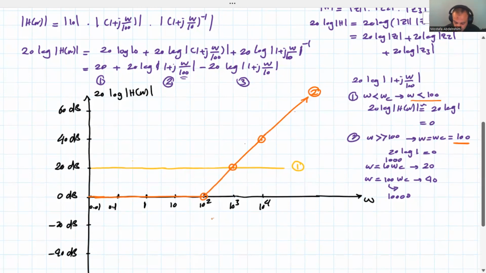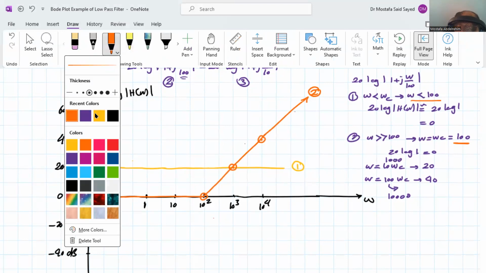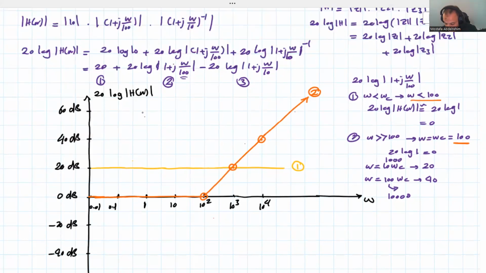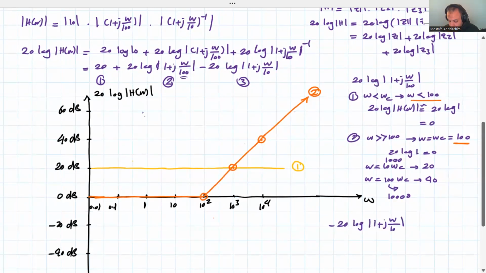Function number 2 is done. Number 3 now. Let's go back to our function. For number 3, we have minus 20 log the magnitude of 1 plus j omega over 10. This is again a simple rule. The actual case is 20 log 1 over 1 plus j omega over 10. So we just bring it to the numerator, we put minus 1 to compensate for that, and the minus 1 goes to the 20, which makes it minus 20.